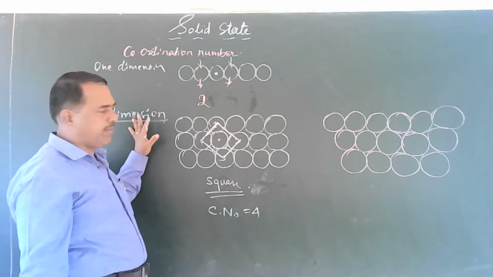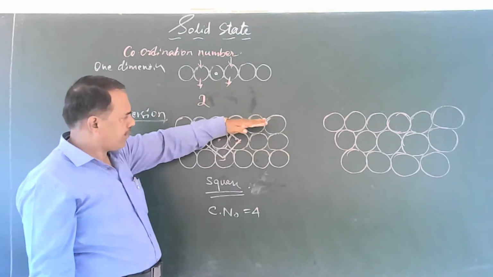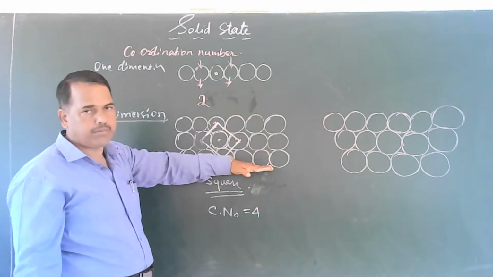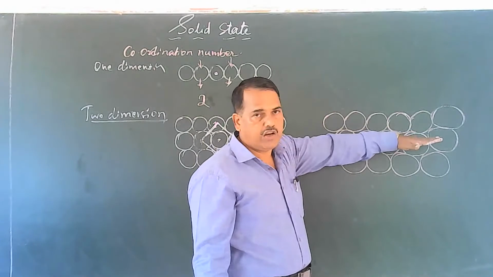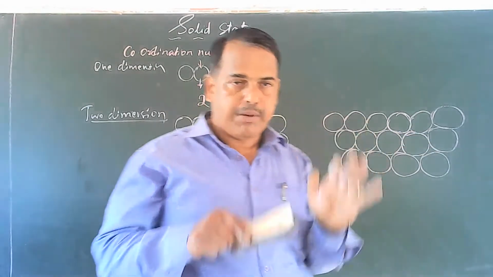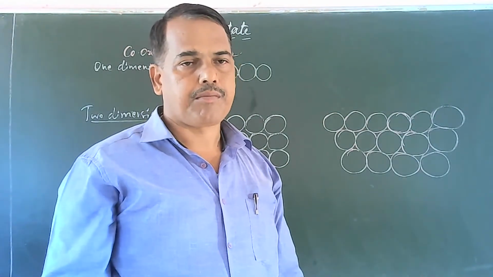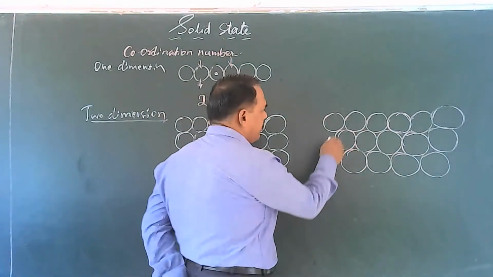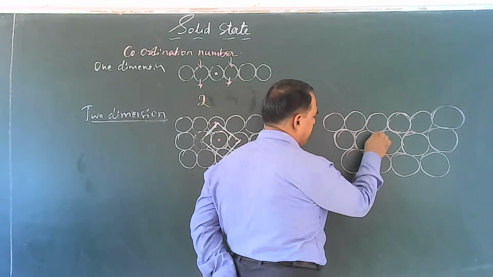So two-dimensional arrangement can be possible in two ways. One is where the spheres are placed exactly one below the other, which we also call AAA type packing. And in the other packing, the second layer is placed in the depressions of the first layer. We can observe here. See, this is one layer and this is the second layer.